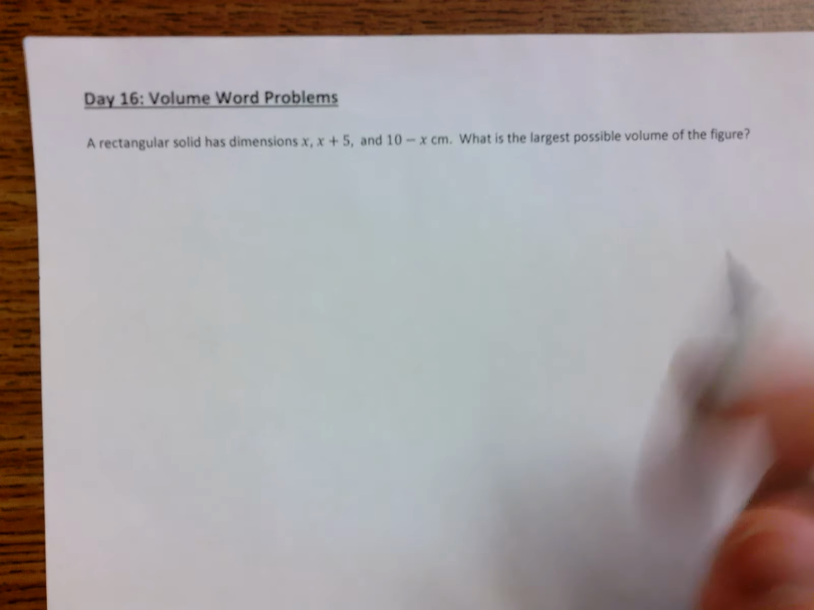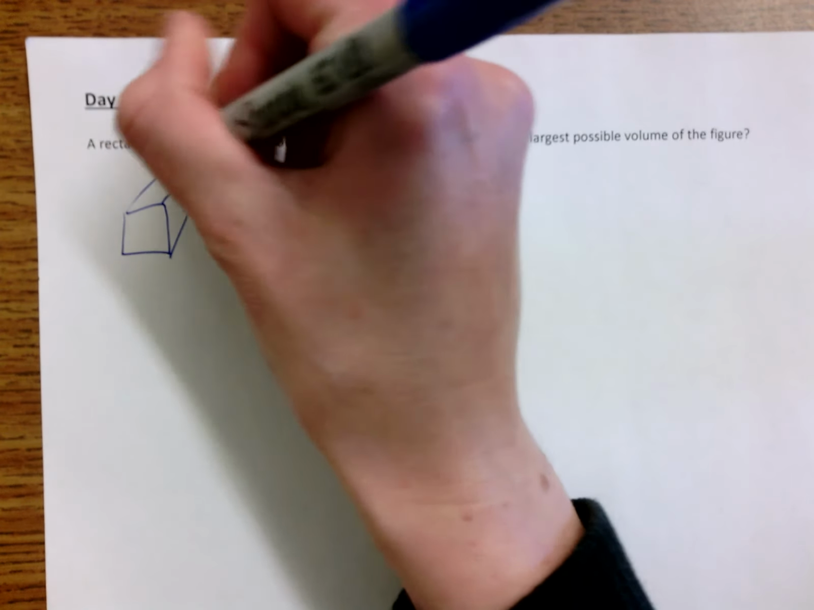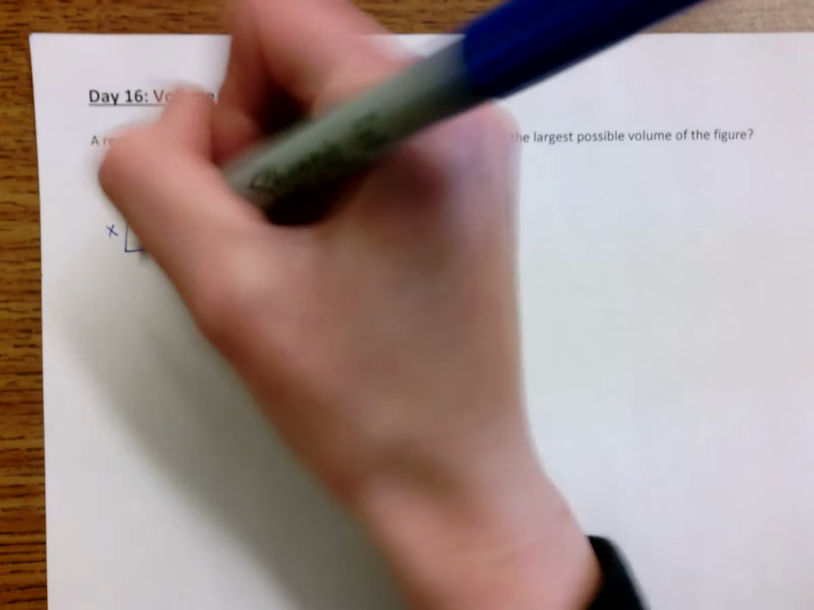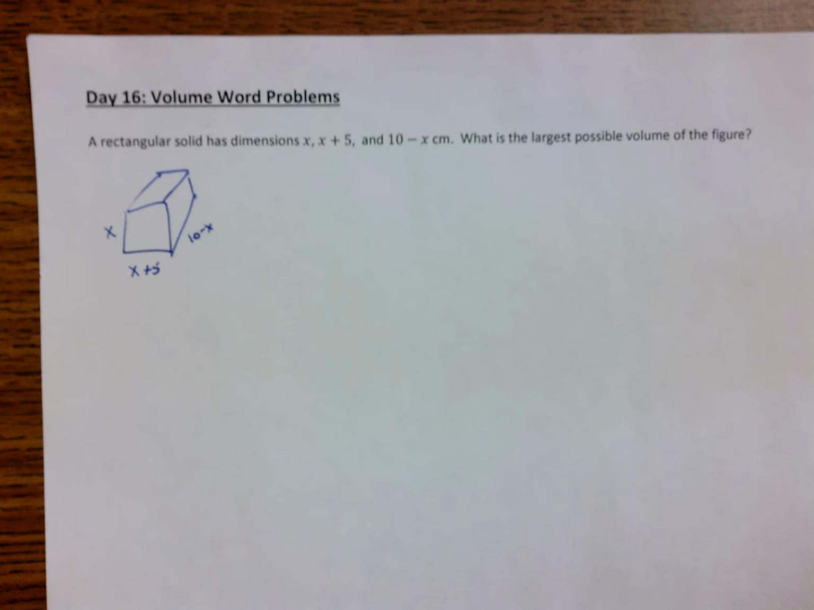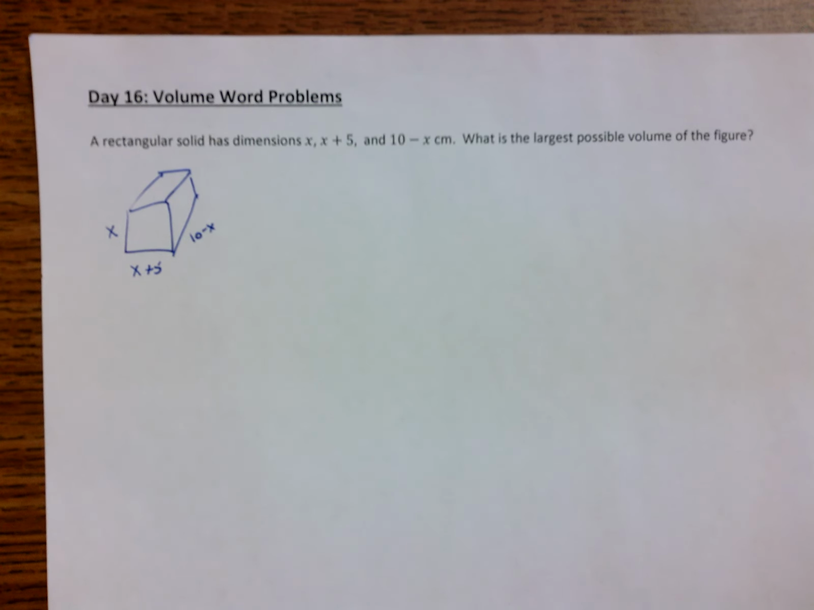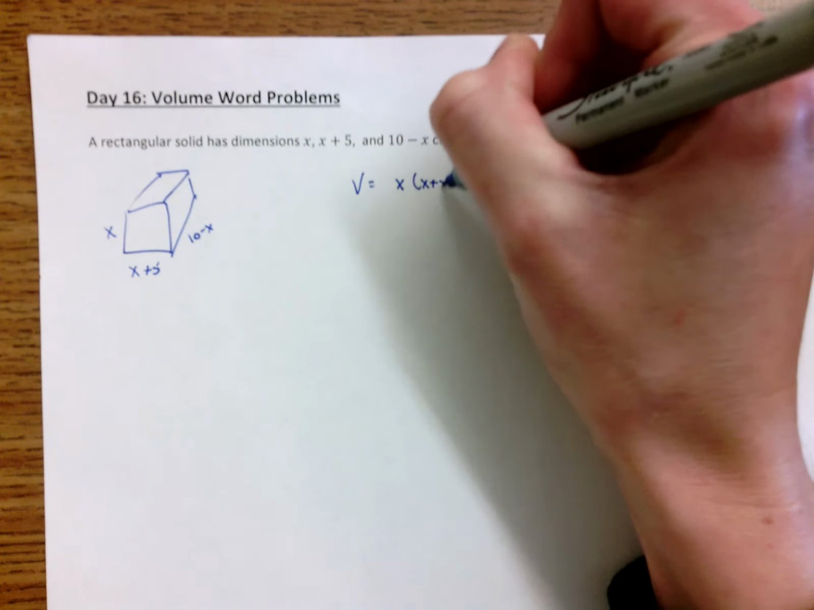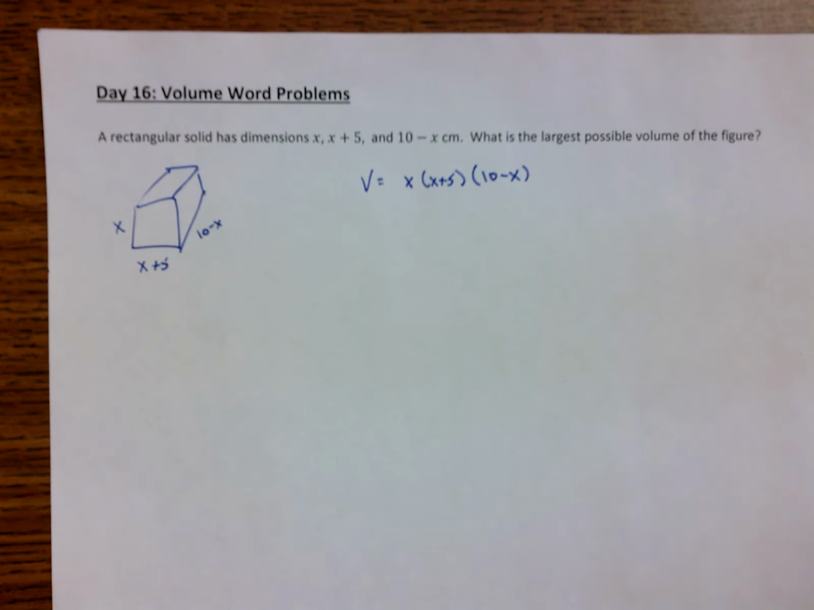Okay, so what we're going to do with this, we have a rectangular solid. So here's my awesome drawing of a rectangular solid. Bear with me here. So let's pretend that's a rectangular solid. My dimensions are that this side is x, this side is x plus 5, and the long way is 10 minus x. So the volume of a rectangular prism is the area of the base times the height. So my volume would be x times x plus 5 times 10 minus x. Okay, so that's the formula that we are going to look at.